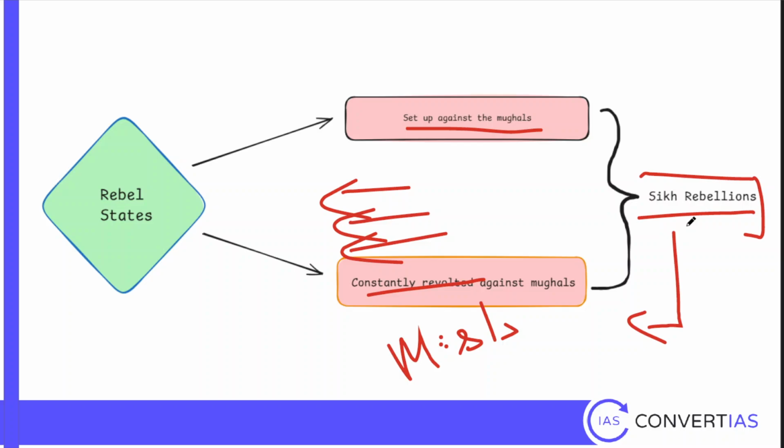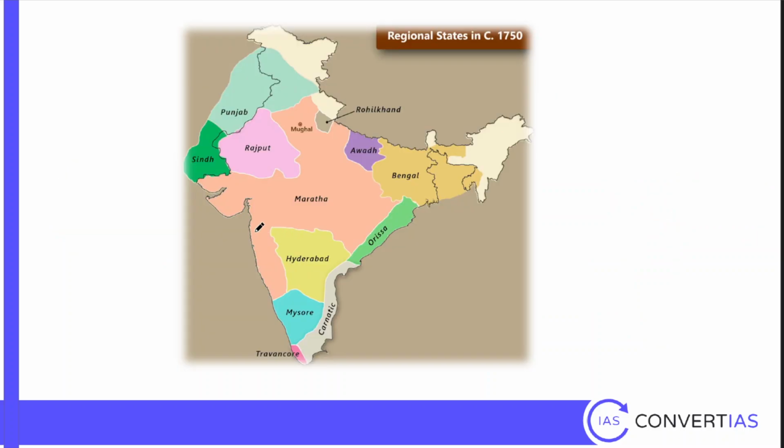Now, having seen the nature, let's look at the map once. See this. The Marathas, the biggest rebel state. The Mysore, independent state. Rajput is yet another independent state. Awadh, successor state. Bengal, successor state. Hyderabad, successor state. In Punjab, you have the Sikhs. Rebellion is going on. So this is the idea. This is the map of 1750.